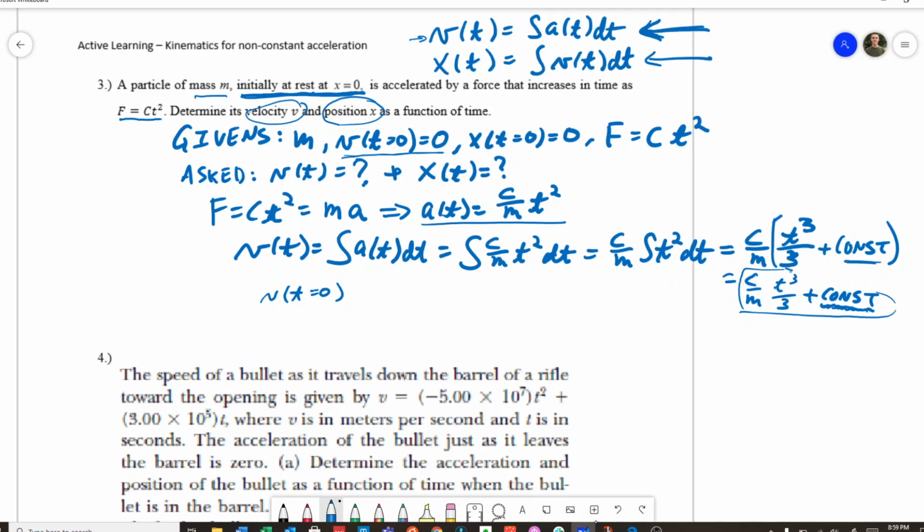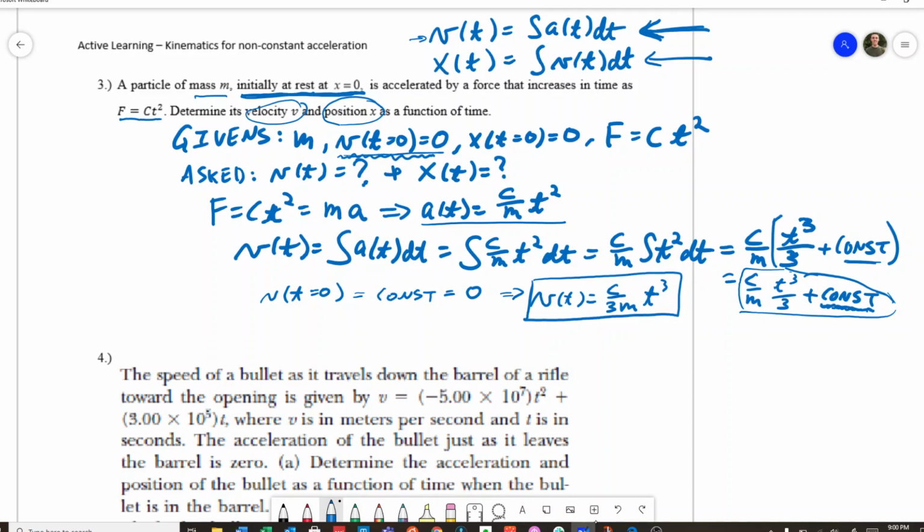Setting t equals 0 means that first term will go away. We're left with just that second term, so this will just be equal to that constant. But we know from our initial conditions that that is equal to 0. So the value of this constant is 0, because of the initial conditions. Therefore, velocity as a function of time is c over 3m t to the third.